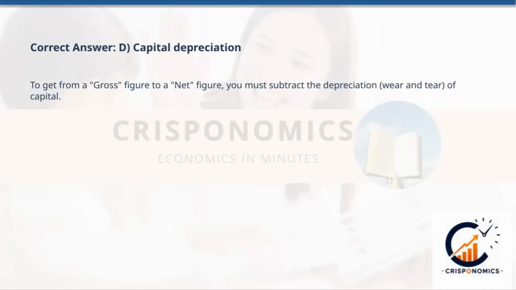When we move from a gross figure to a net figure, we're accounting for the loss in value of our capital assets. This loss is called depreciation. It's the wear and tear that happens over time. So, to find the net amount, we subtract this depreciation from the gross total. In other words, the correct adjustment here is capital depreciation. It's a crucial step to understand the true value after accounting for asset use.